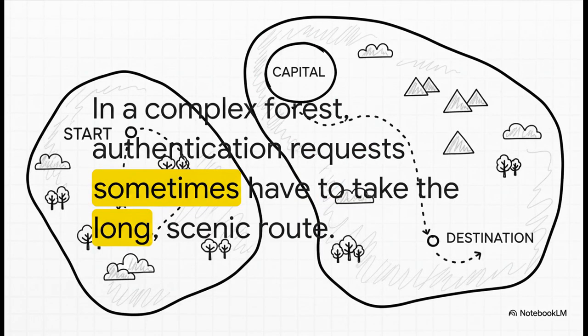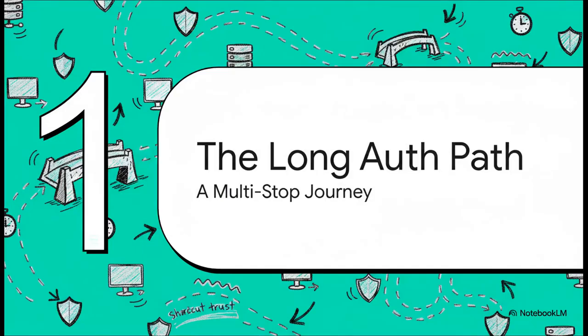I want you to think of your Active Directory forest like a map. To get from a town in one state to a town in another, you might have to drive all the way up to the main capital, cross the border there, and then drive all the way back down to your destination. Sure, you'll get there eventually, but it is not efficient. So let's zoom in and take a closer look at this so-called scenic route.